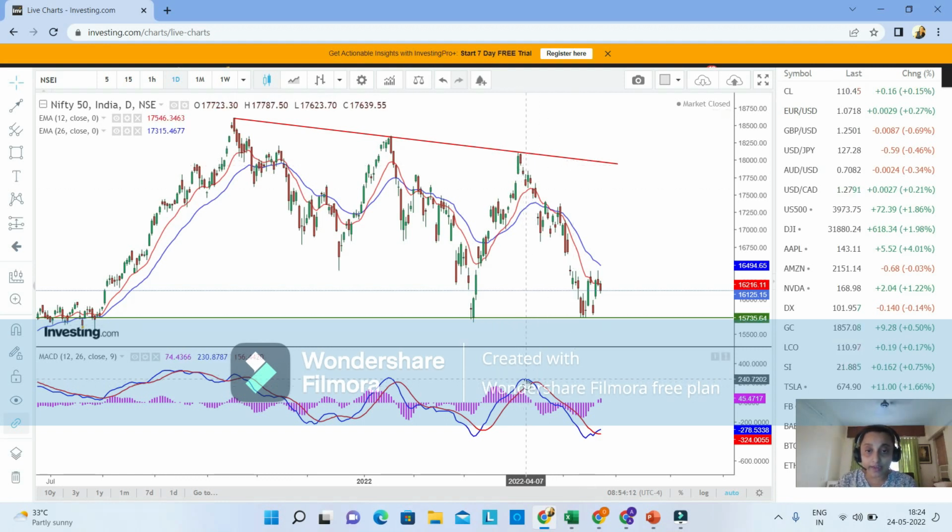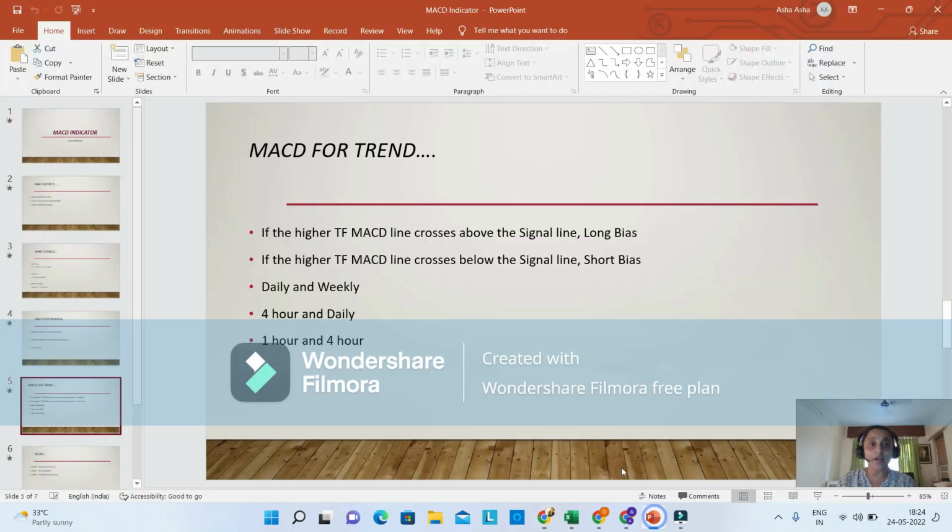Similarly, whenever there is a crossover to the downward side, we say that there is a downward trend. This is what we normally know, right? So if a higher time frame MACD line crosses above the signal line, then you go long. If a higher time frame MACD line crosses below the signal line, you have a short bias. This is something that all of us know and trade upon. Now, based on this, you also know what the trend in the market is.